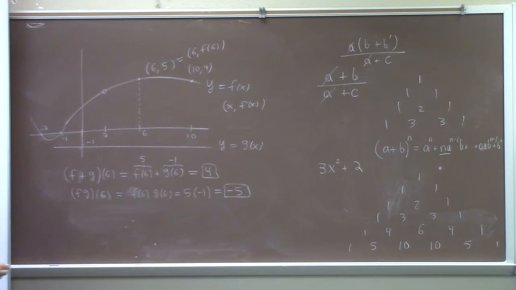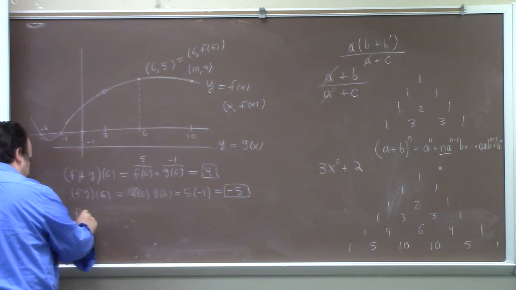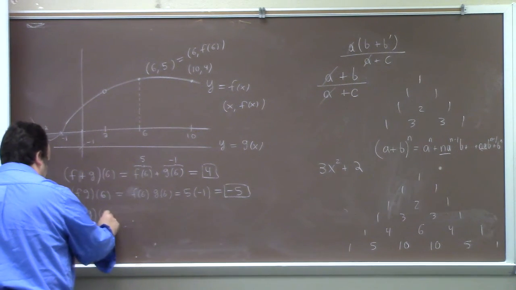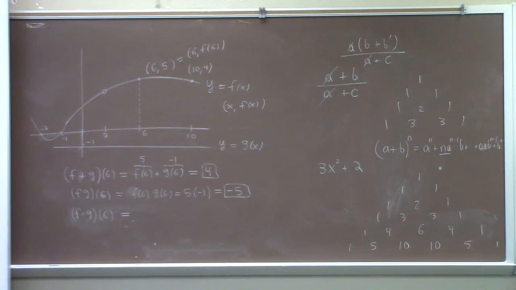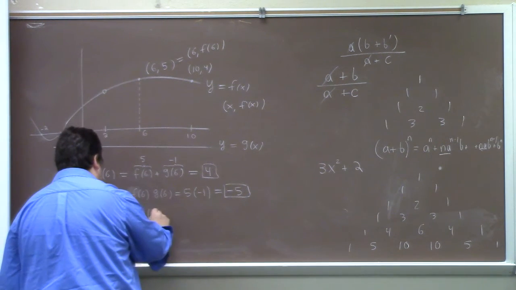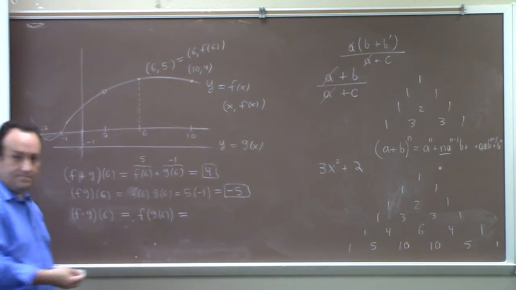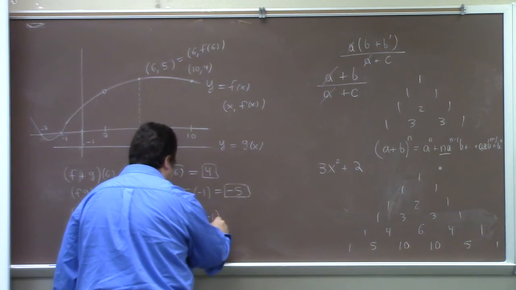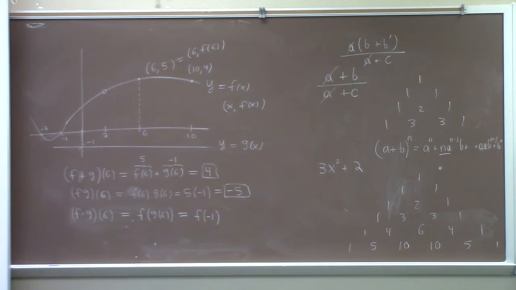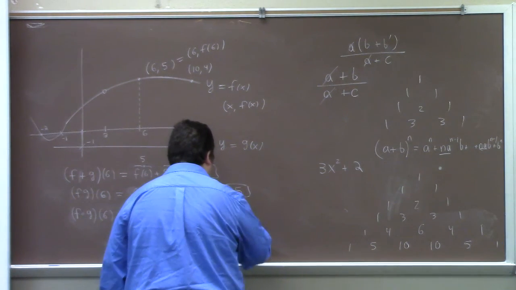Could we do something more interesting? How about, would it make sense to ask what is f composed with g? What is f composed with g of 6? How does that work? What's the definition of composition? We do what? F of g of 6, right? By definition, that's f of g of 6. What's g of 6? G of 6 was -1, right? What's f of -1? 0, right? See, you guys got this.